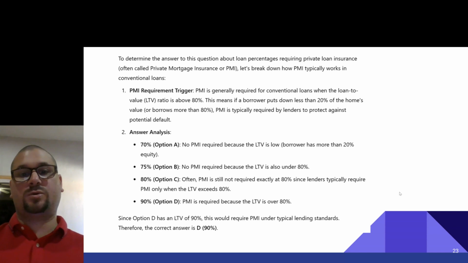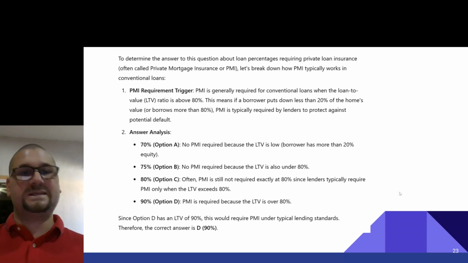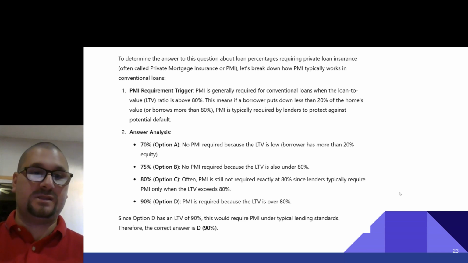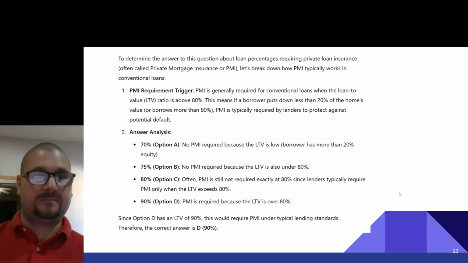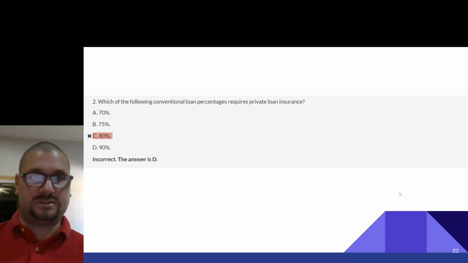So PMI is required, right? Because the loan to value is over 80%. There's more risk, right? The bank wants to de-risk, and they think that if you don't have more than 20% down payment, then you need PMI, private mortgage insurance. So which of the following conventional loan percentages requires private loan insurance? It is Delta, 90%.